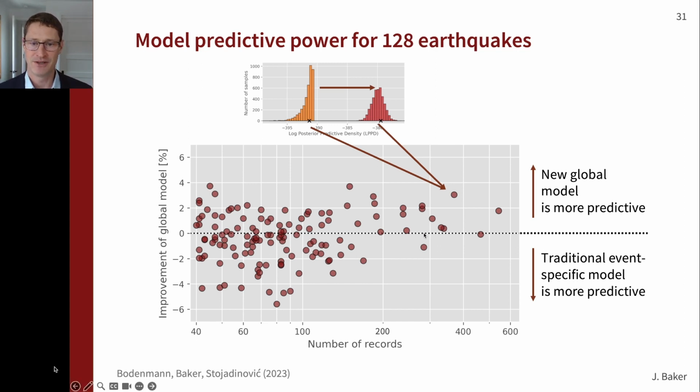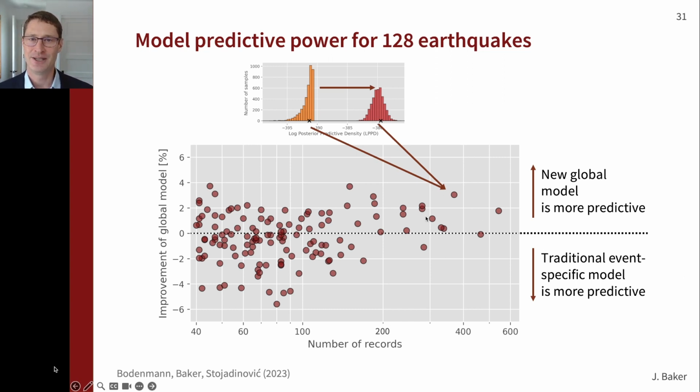And so the values that are above 0 say that the new global model is doing a better job of predicting the apparent correlations in that earthquake. And below 0 means that the traditional model that was fit just to data from that earthquake is doing a better job. Okay? So over on the left part of this plot, we see a scatter around 0 and maybe even a few more points below 0 than above 0, indicating that for these less well-recorded earthquakes, the traditional event-specific model might be more predictive. But as we get over to the right and more than, say, 200 recordings in the data, the global model is consistently doing better. And that's interesting.